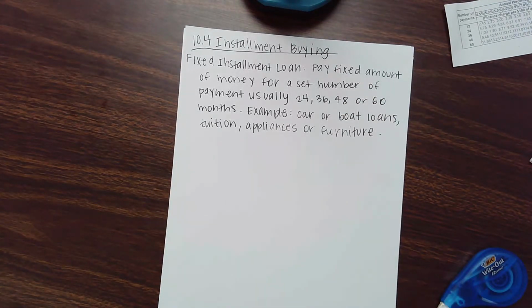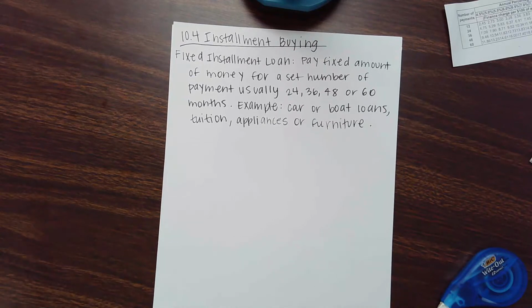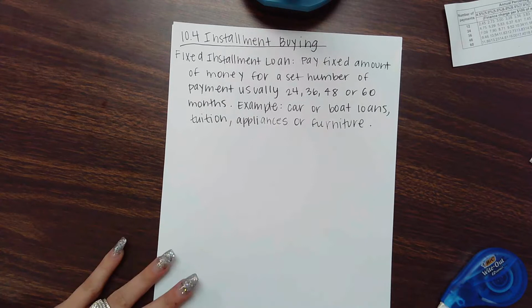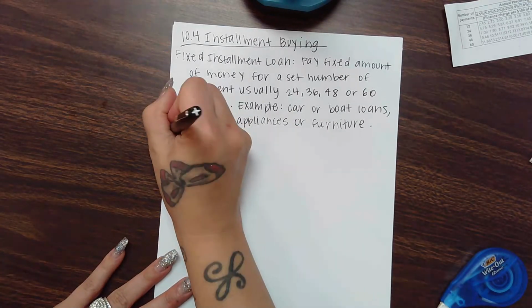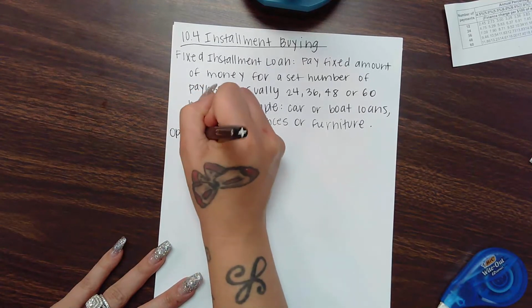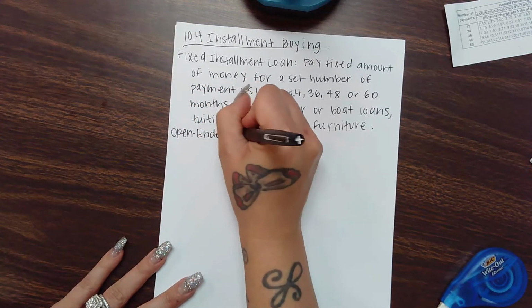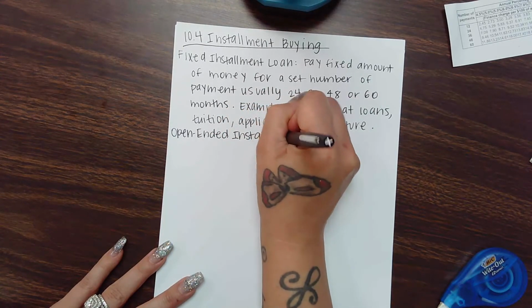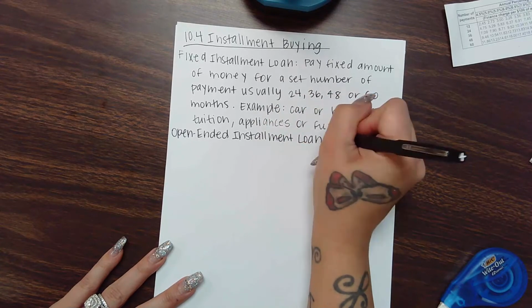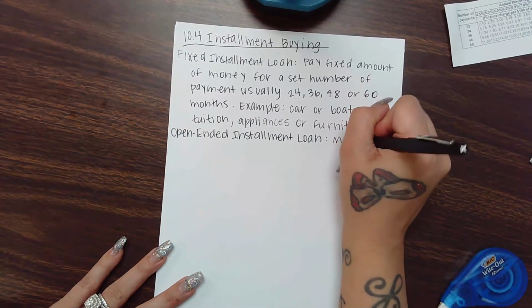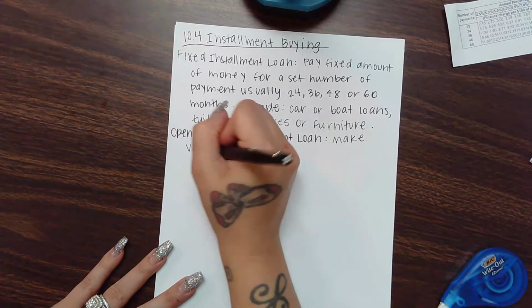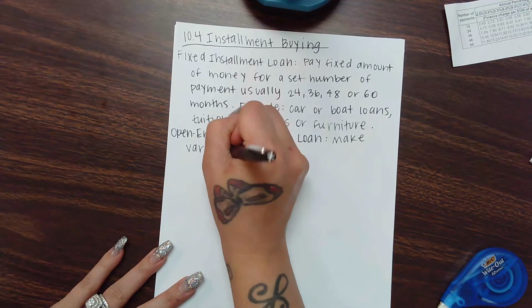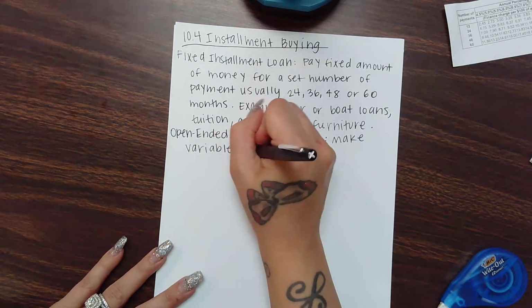Okay, so that's fixed, right? Certain amount of payments that you're going to make on whatever it is that you could be financing with this loan. And fixed meaning that it does not change. Okay, now we have an open-ended installment loan. And so this is where you make variable payments, variable meaning that they can change. This is where you make variable payments each month.